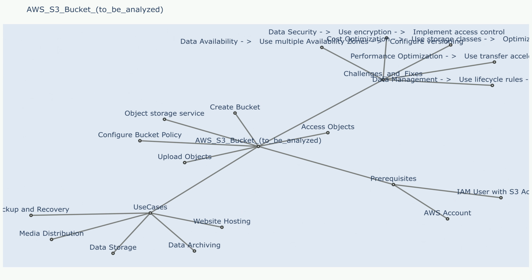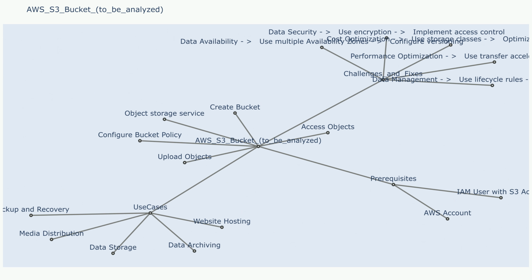You can upload objects to your S3 bucket using the AWS Management Console, the AWS CLI, or the AWS SDK. You can upload individual objects or entire folders. You can access objects in your S3 bucket using the AWS Management Console, the AWS CLI, or the AWS SDK. You can access objects by their key, which is a unique identifier for each object in the bucket.